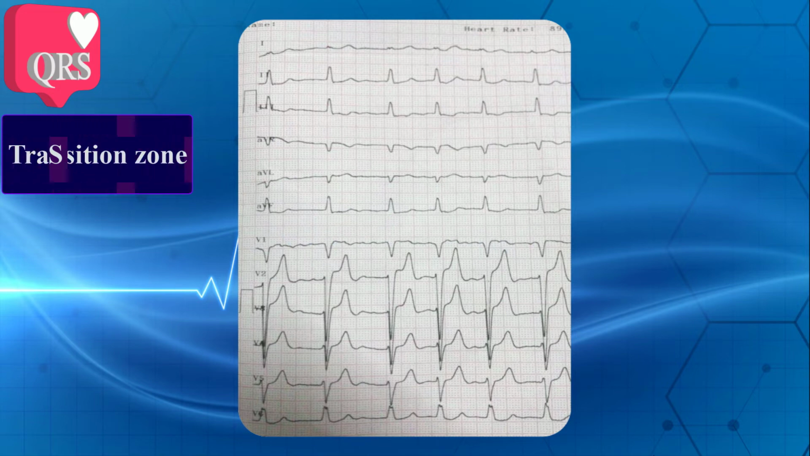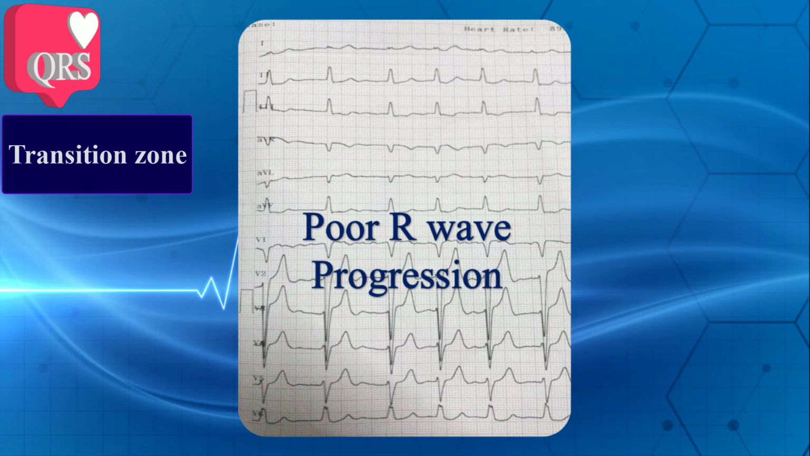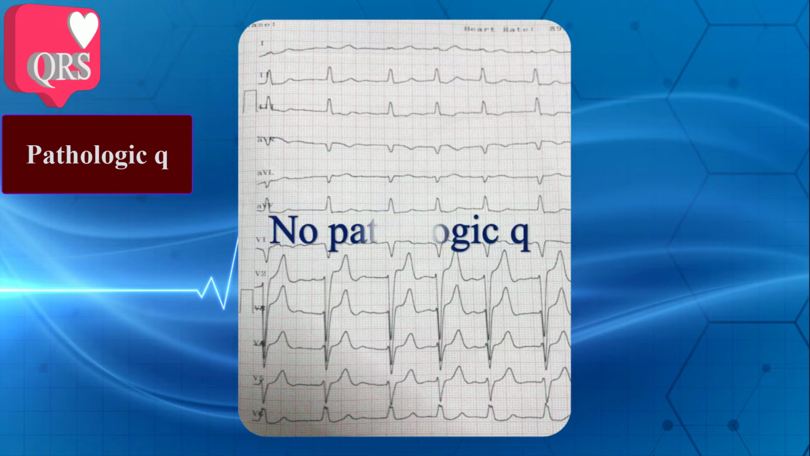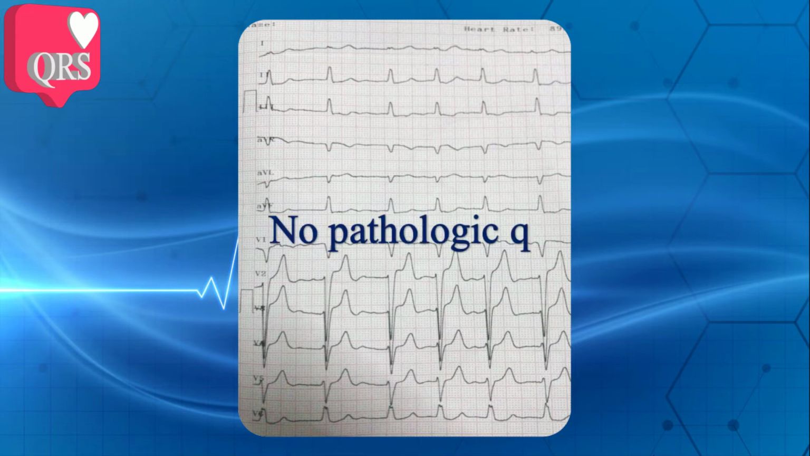3. R wave progression and transition zone. Thanks to LBBB, the transition zone is in V6. So, R wave progression in this strip is poor. 4. Look for pathologic Q waves. Luckily, there is no pathologic Q wave in this strip. In summary, QRS abnormalities are as a result of left bundle branch block.